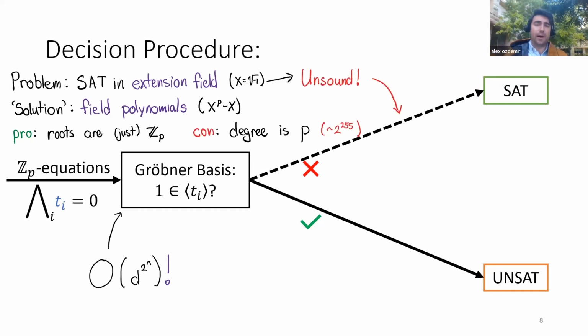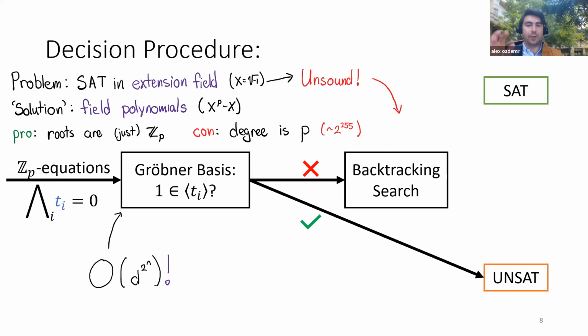So what do we do? Well, we don't include field polynomials. Instead, in the event that the Gröbner basis engine claims that the system is satisfiable, we don't believe it, and we go into a kind of backtracking search that we designed just for this problem. This backtracking search, in the worst case, is worse than a Gröbner basis engine, but it's better than a Gröbner basis engine with field polynomials. It gives us a result that we can trust.